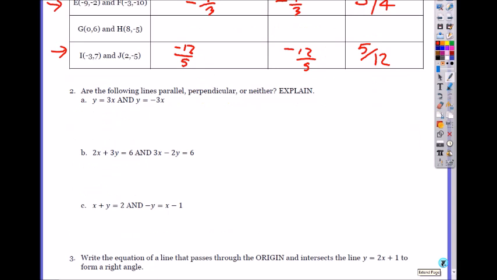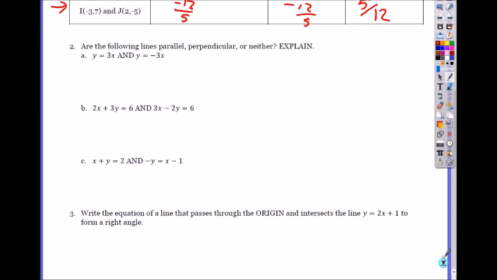Are the following lines parallel, perpendicular, or neither? Explain. So what is the slope of the first line? Y equals 3x. What's the slope? 3. What's the slope of the second line? Slope is the coefficient of x, right? mx plus b. So 3 and negative 3, are they the same? No, so it's not parallel. Are they opposite and reciprocal? No, it's just opposite. So it is neither.